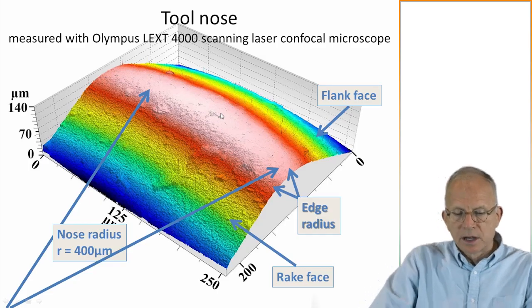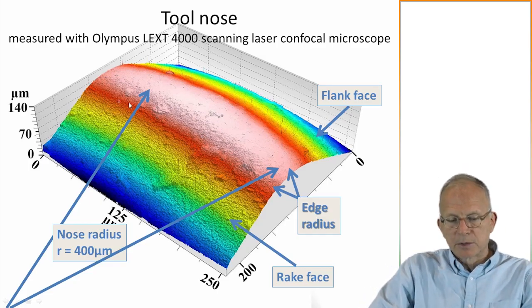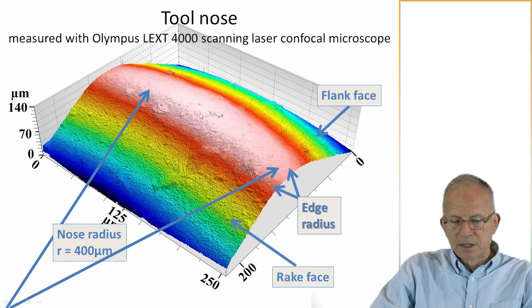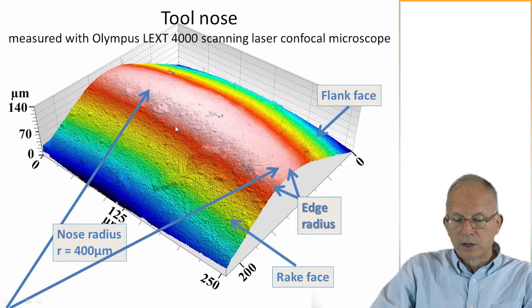Now here is the tip of the tool measured with a microscope. So the tool radius is in this direction, and the nose radius, the edge radius is around this way. So it looks actually quite coarse in this representation. So there's the edge radius. Here's the rake face of the tool. There's the flank face.